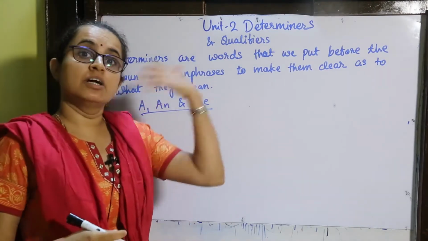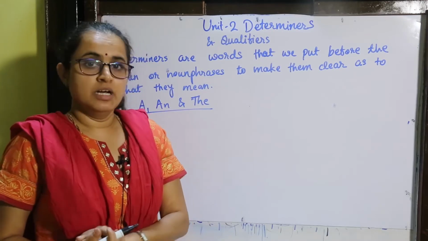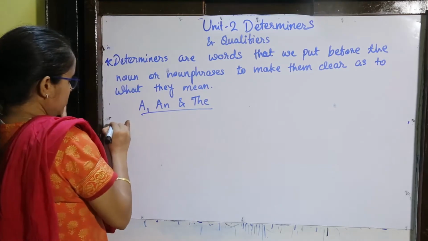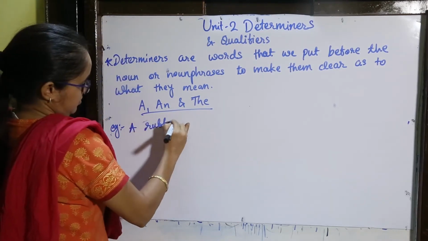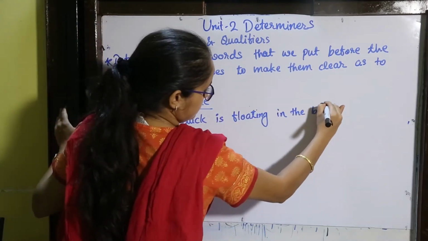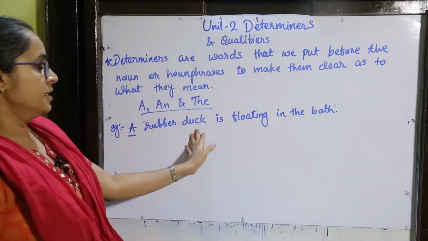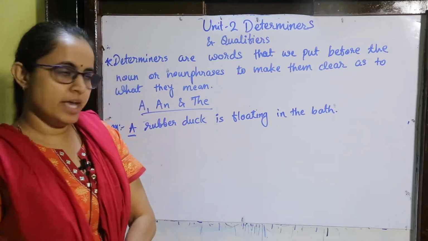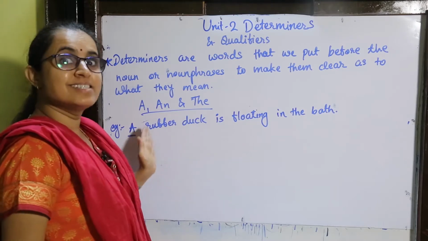There are a lot of other determiners as well, but these are called basic determiners. Now I will tell you with an example: a rubber duck is floating in the bath. So here a is called a determiner. It shows that the rubber duck is a singular one. So it makes clear that the rubber duck is a singular one.